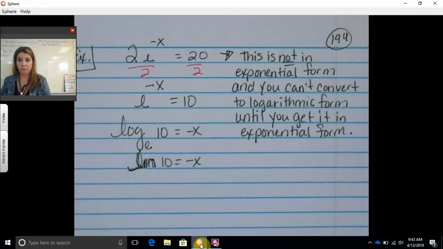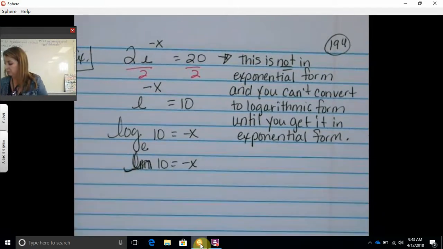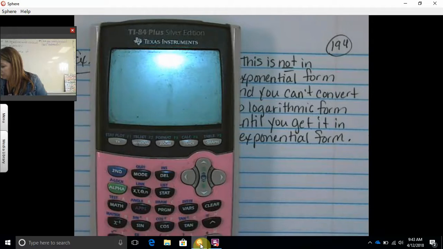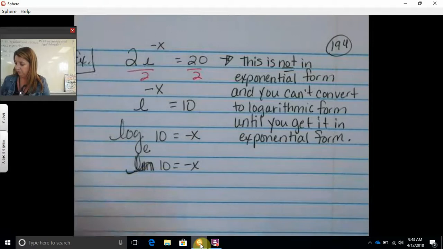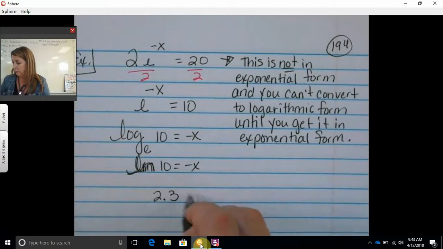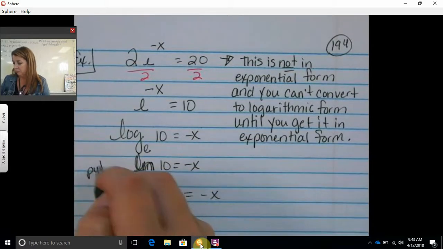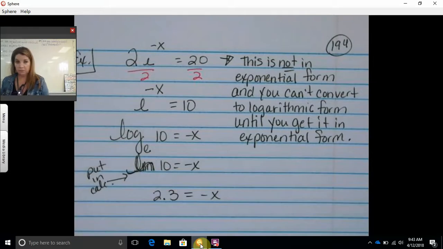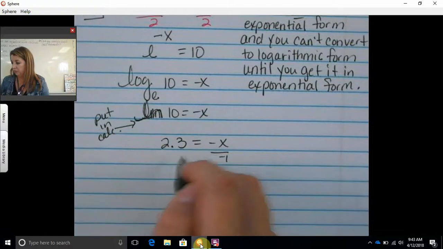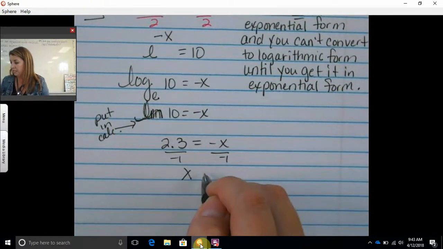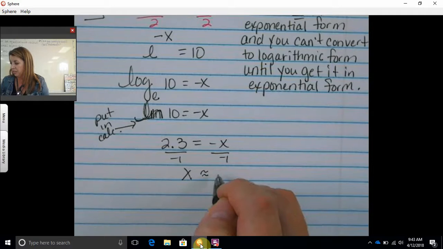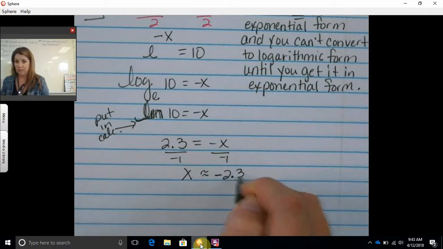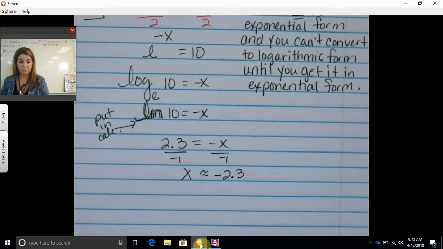Put what in the calculator? Natural log of 10. Put it in the calculator. Natural log of 10 is approximately 2.3 equals negative x. Is that my answer? Nope. What do I got to do? Divide by negative 1. x is approximately, because I rounded, negative 2.3. Easy, right?